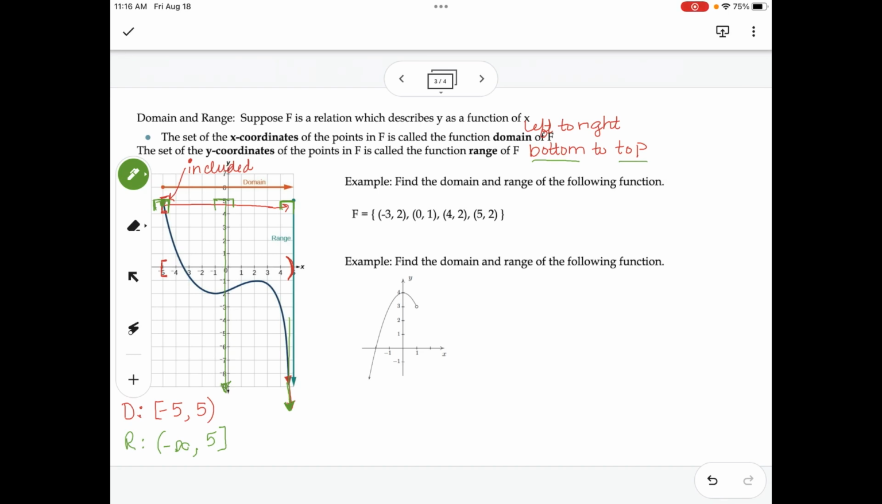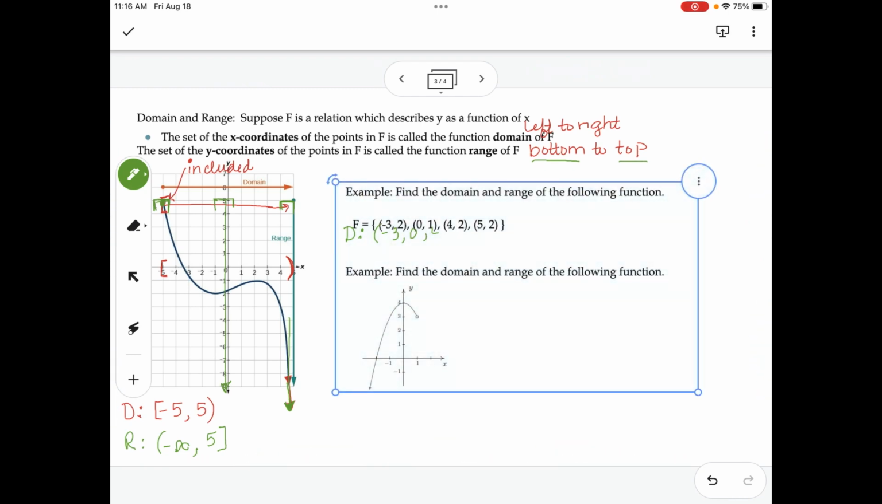But what if I'm just given a set of points for my function? Find the domain and the range of the following. If I'm only given 4 points, my domain then is going to be all of my x values. And I'm just going to list my x values, and I'm going to put them in order from least to greatest. -3, 0, 4.